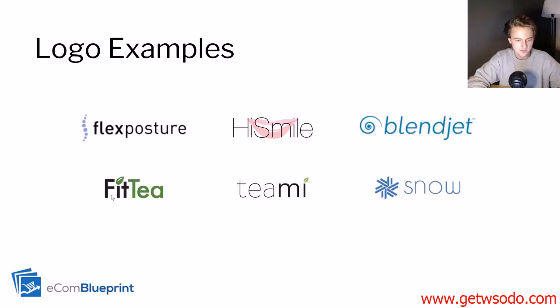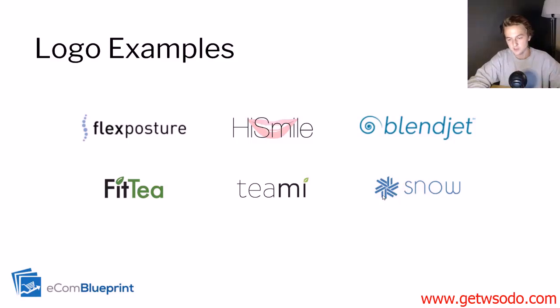FitTea, same thing. They just have two words. They contrasted the words, where one of the words has a color and the other is just black. And then they have their little leaf icon right here on the i. So that's a little more clever. They could have put the leaf just right here, but they decided to put it on the i, which makes it look a little bit more clever. Teamy did the same thing, right? They literally copied that idea, so they have the same thing, and then they also have a contrast between words. T, and then the me is bolded.